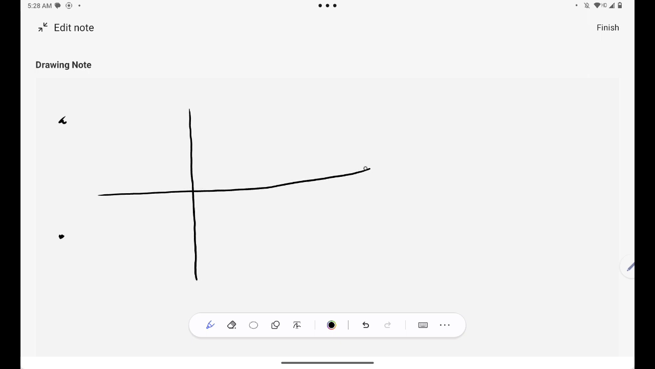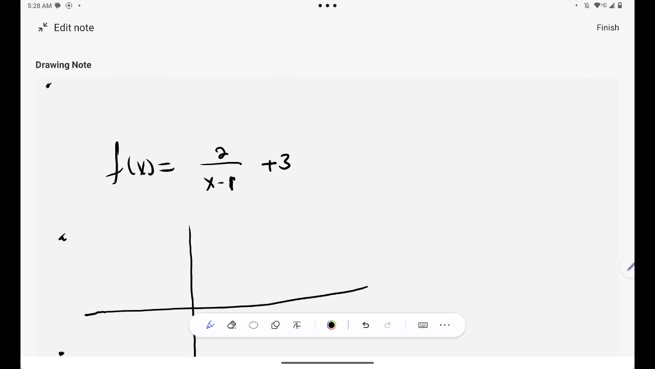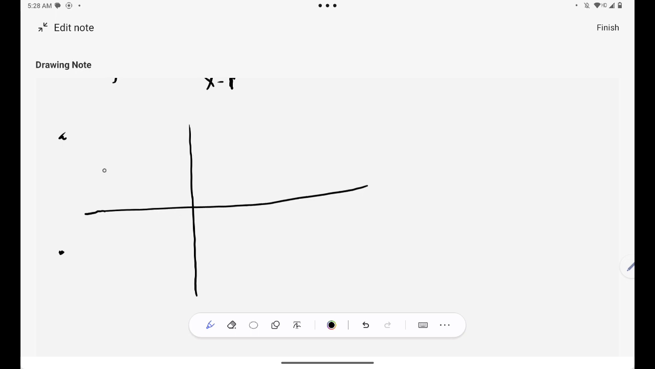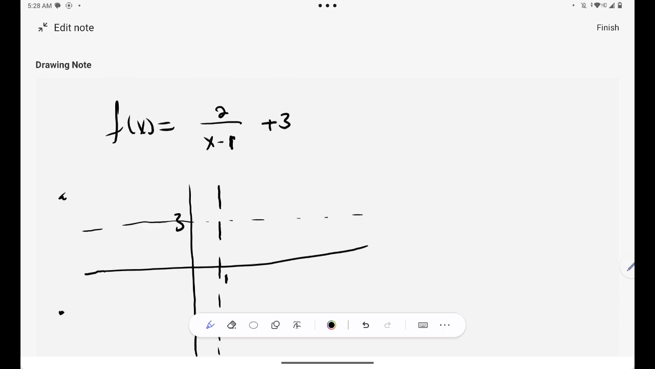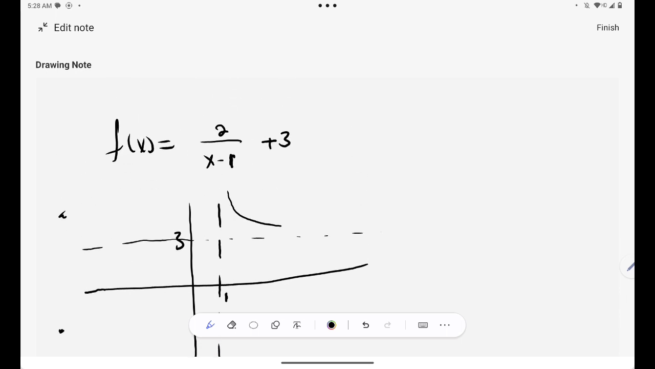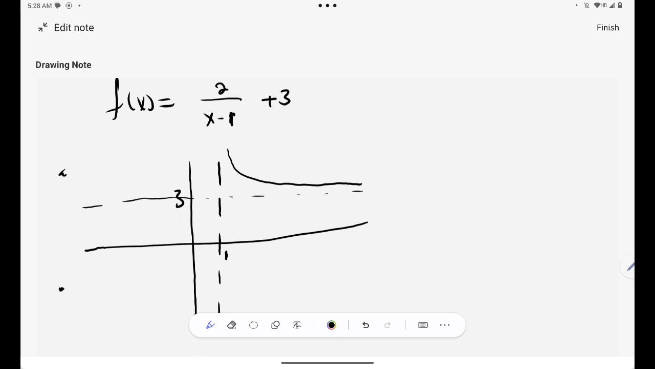Our graph will look like this, okay? I'll have y is equal to 3 as my horizontal asymptote, and x is equal to 1 as my vertical asymptote. Are you together? And my graph will be here, and then my y-axis will be at 1, and it will be like this.